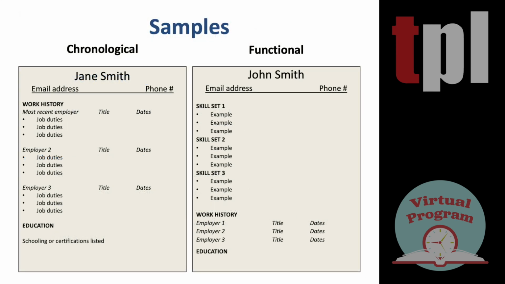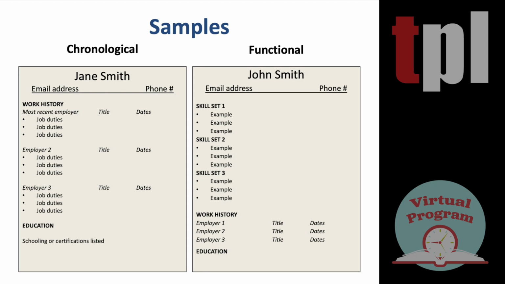Here we'll take a look at a couple of templates for these two styles. On the left we have chronological. After the header we see the heading for work history, and notice that the first listing for work history encourages us to list the most recent employer. This is the standard for this style. And then there's more room for extra work history entries. And then this area is followed by education. This is a very standard format for most folks to use.